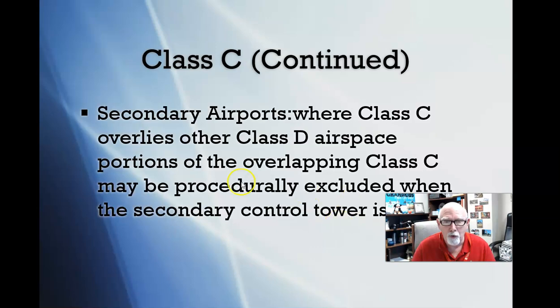Secondary airports where Class C overlies other Class D airspace: portions of the overlapping Class C may be procedurally excluded when the secondary control tower is open. In other words, if you are working in a Class D airspace, which is in an airport traffic area, then you talk to that tower as opposed to the ATC, because they'll be talking to each other.